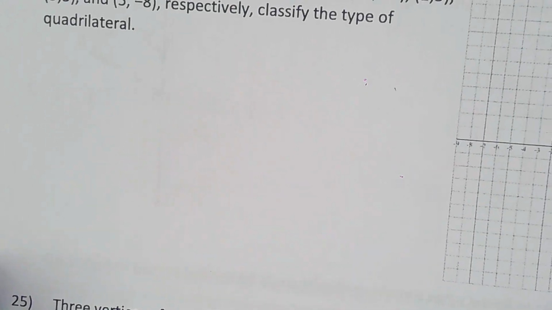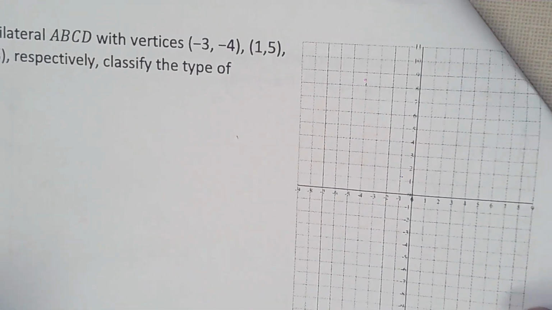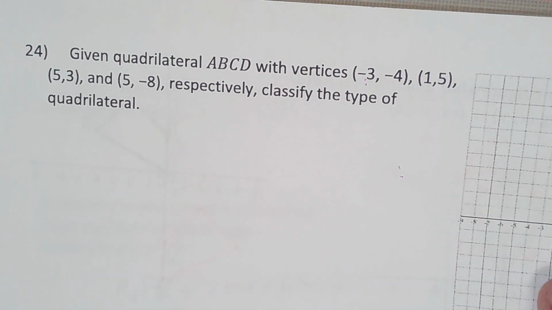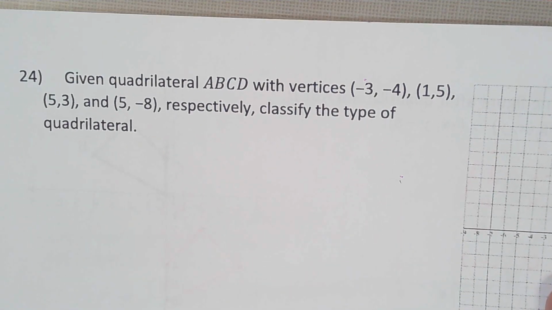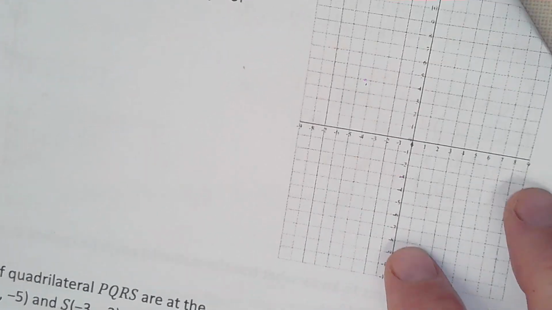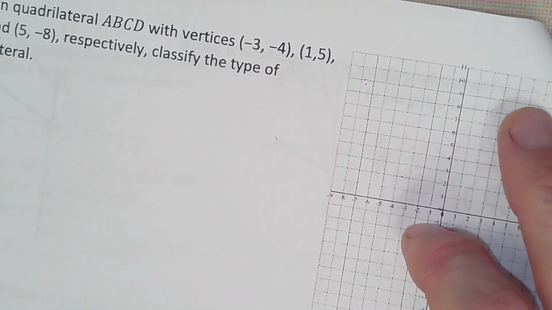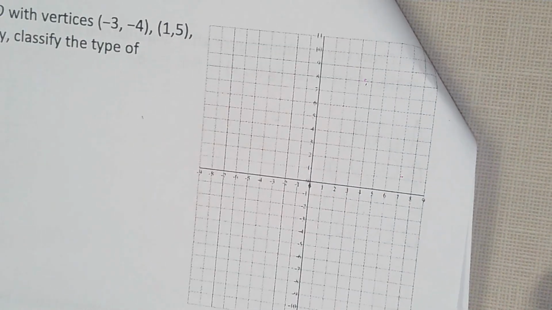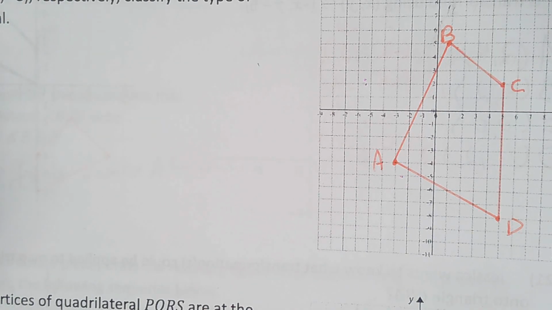All right, moving on to this one. Okay, so I'm given this quadrilateral ABCD with these vertices: negative 3, 4, 1, 5, and 5, 3. And I'll go ahead and plot these while you watch me. Oh, actually, I'll just pause it while you plot these. All right, so I'm all done, I've plotted my quadrilateral.